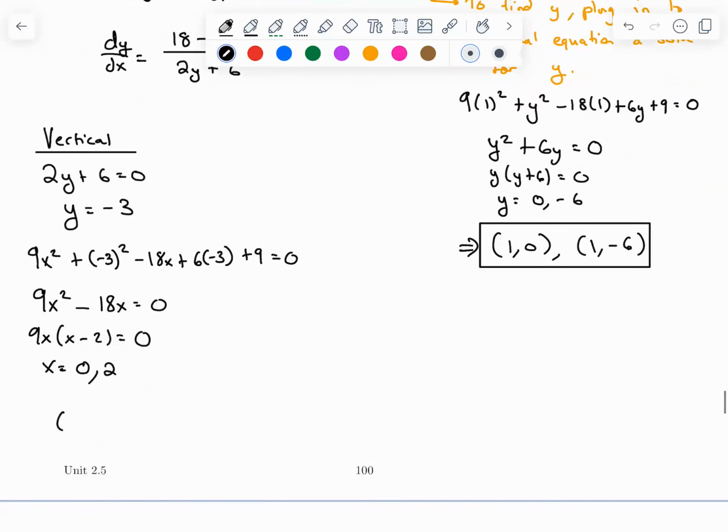That means we have the points (0, -3) and (2, -3). Remember, in this case, the y value is the same. So it's either x equals 0, y equals -3, or x equals 2 and y equals -3. So those are your vertical and your horizontal.